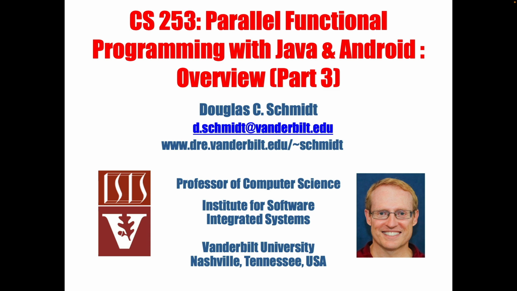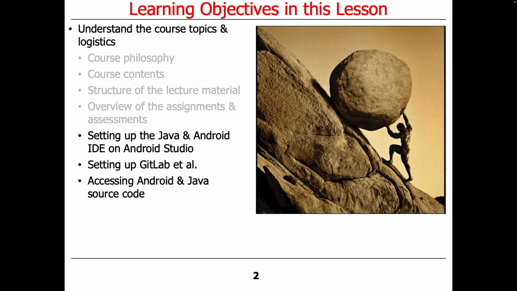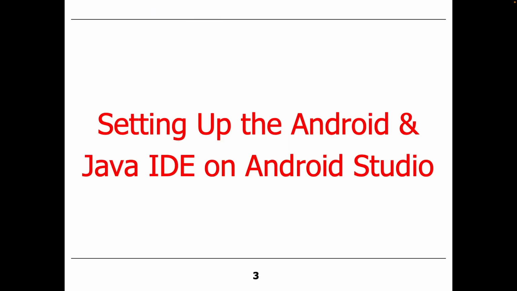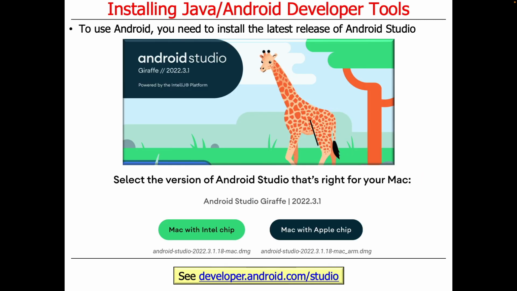Part 3 of the overview of parallel functional programming with Java and Android. Let's talk about how you set up Java and the Android Studio IDE, how you set up GitLab, and how you access Android and Java source code if you need it, which you may or may not need in this course, but it's nice to know where to find it if you do.